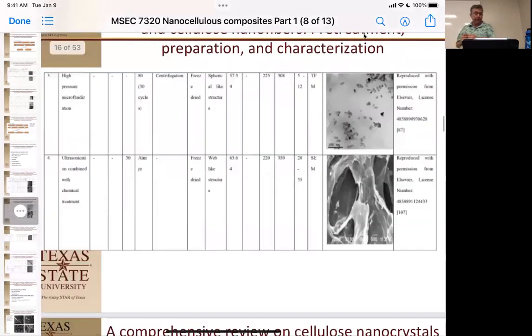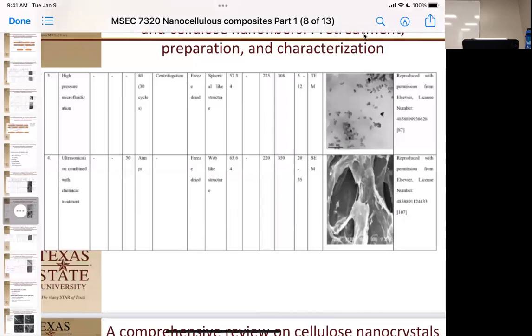Okay, and then let's do high pressure microfluidization against ultrasonication. In high pressure microfluidization, they're pumping it through these small orifices and trying to get that differential pressure to blow them apart. They freeze dry them and got spherical-like structures. So maybe there was a little too much shear in that system, or maybe those are aggregates of the crystals. They're not very long. But they did do freeze drying, so they were at least dispersed quite well.